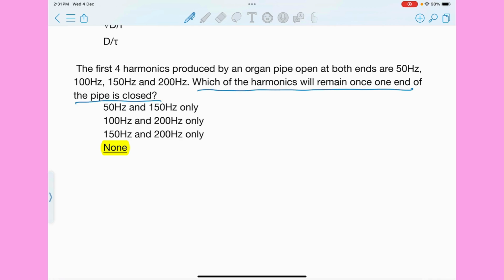So listen carefully. As a closed pipe can only produce odd harmonics, in this case the given harmonics were both odd and even. See, so there will be no harmonics which will remain once one end of the pipe is closed. So the option number 4 is correct.